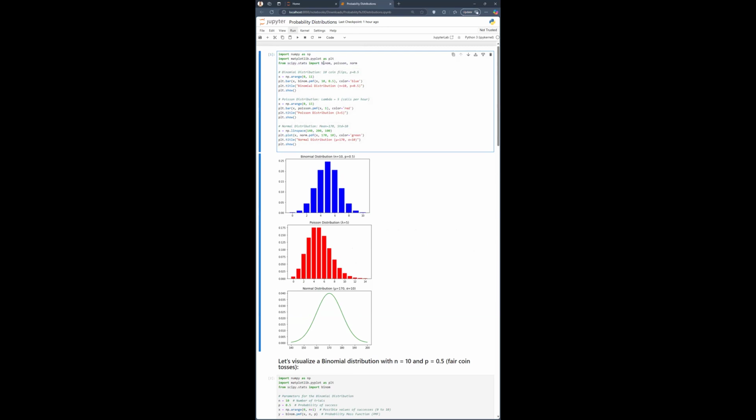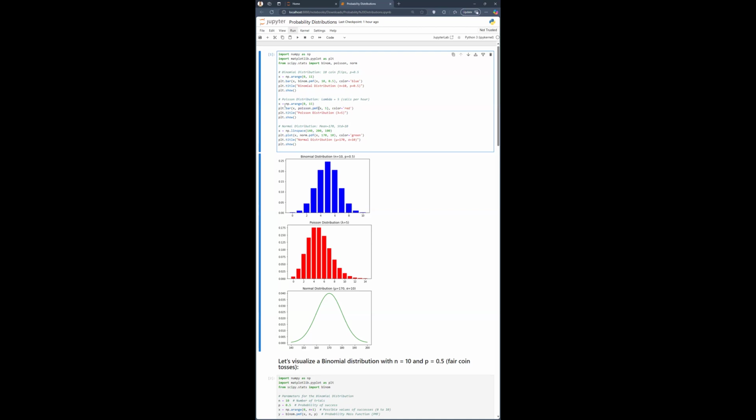We have imported all the distribution functions from here: the binomial distribution function, Poisson distribution function, and normal distribution function, and we have already discussed them, right? So we are inputting the values here, which was discussed in the slides. In the case of Poisson distribution, we have lambda, that is 5 calls per hour. So in the Poisson.pmf, we will input x.